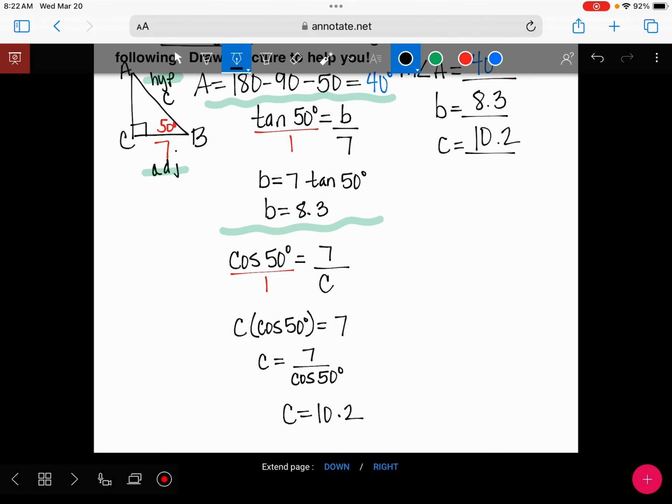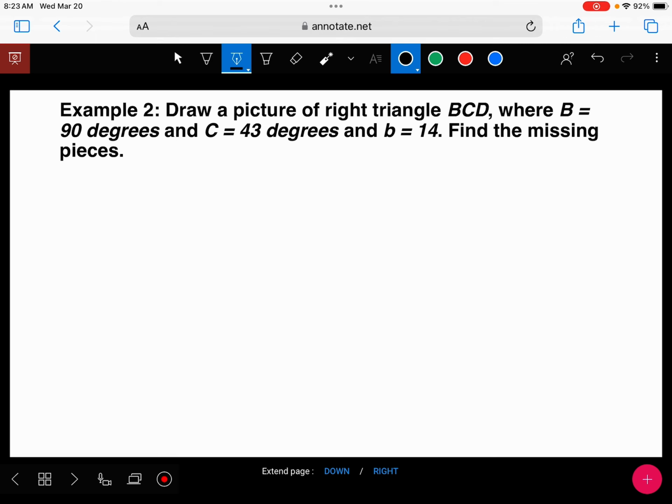Who got 10.2? Oh, sorry, 10.9. Who got 10.9? Okay. You shouldn't need parentheses, but if you're not getting that, maybe you have to divide by parentheses cosine 50. But it should work if you just type in 7 divided by cosine 50. All right, let's look at example 2.